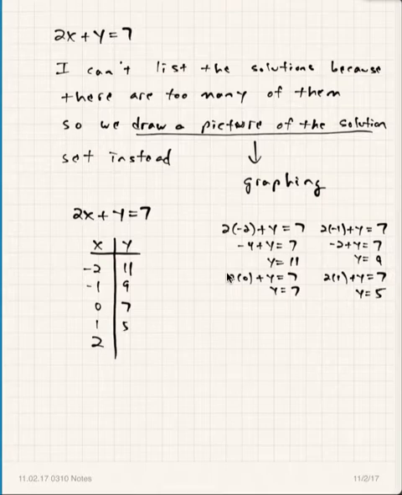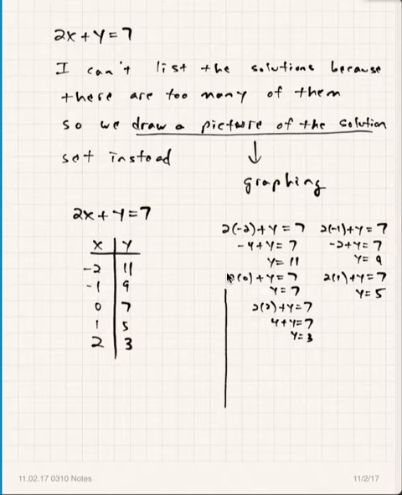Notice that as the x values get bigger by 1, the y values are decreasing by 2, it appears, every time. And that's actually true in this equation. And that's something we're going to take advantage of later. Not at this point, but we will eventually. 2 times 2 plus y equals 7 is 4 plus y equals 7. y is equal to 3. So you get a nice little group of points there that you could actually sketch the graph of this equation with.